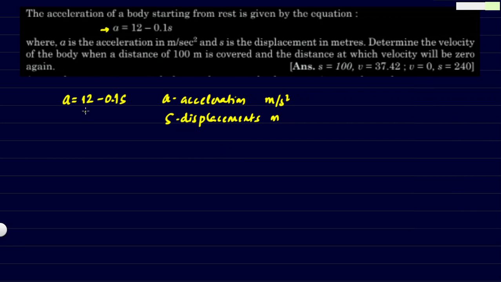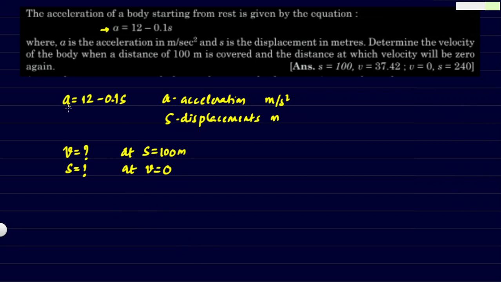So this being the relation between acceleration and displacement, we have been told to find the velocity of the object when the displacement is equal to 100 meters. And then we have also been asked to find the distance when velocity is equal to 0.